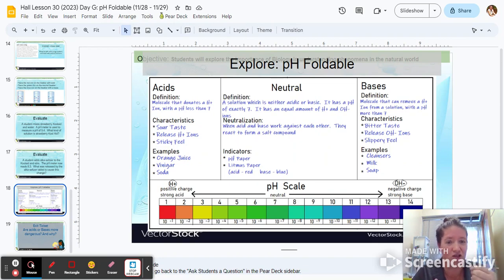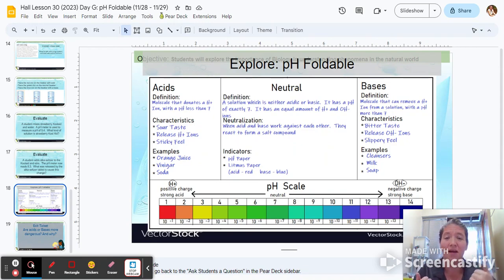If you've ever had like soap or cleaned with bleach but without having rubber gloves on, you'll notice that real slippery feeling. The examples here are most of our cleansers are bases. Milk is a very mild base. Soaps, these are our bases.